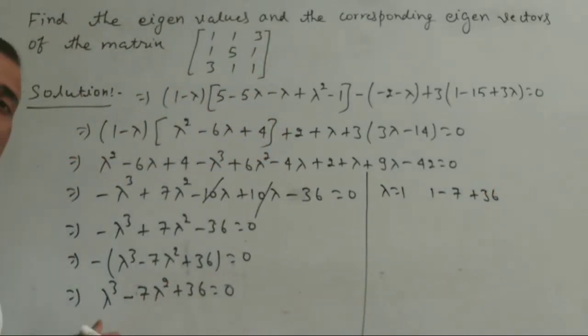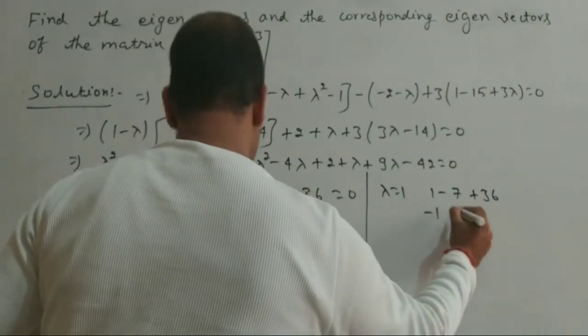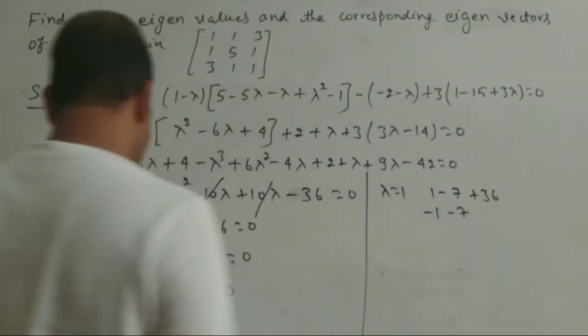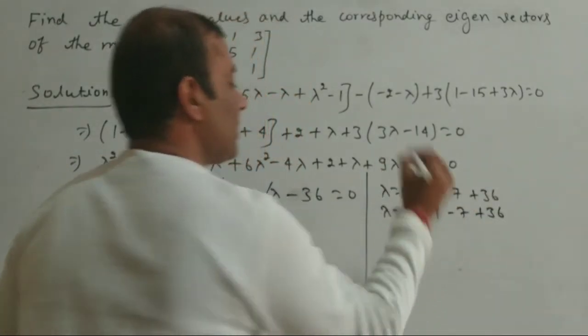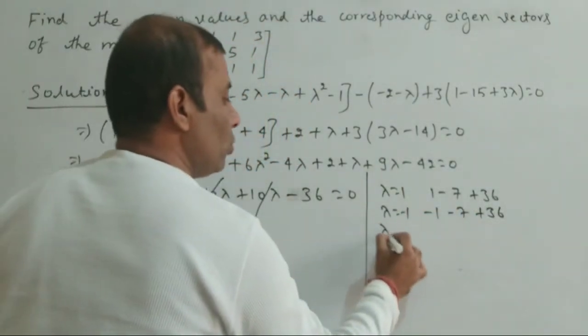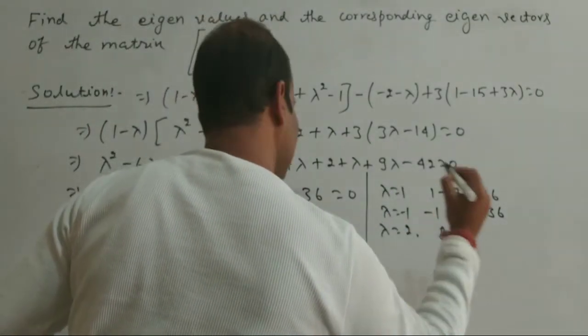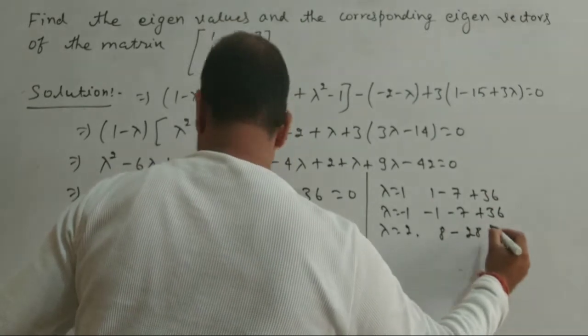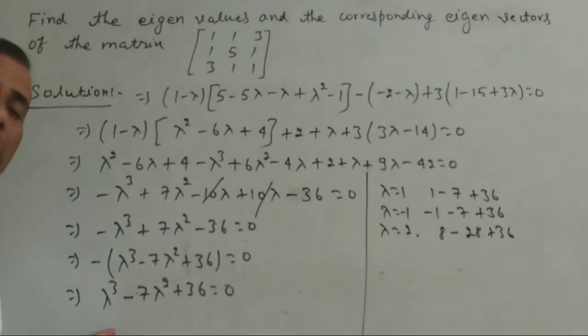Lambda equals 1 does not satisfy the equation. Putting lambda equals minus 1, it is minus 1 minus 7 plus 36, also not satisfied. Putting lambda equals 2, it becomes 2 to the 4, that is 8, minus 28 plus 36. Again it is not equal to 0.